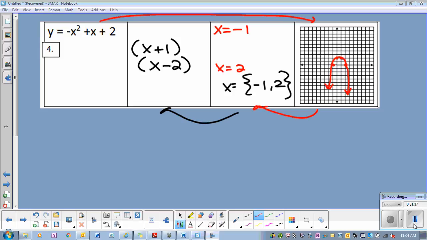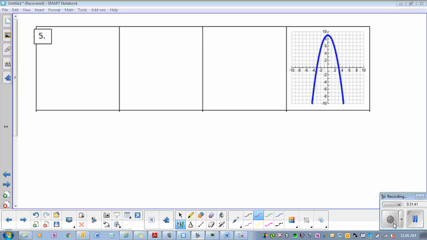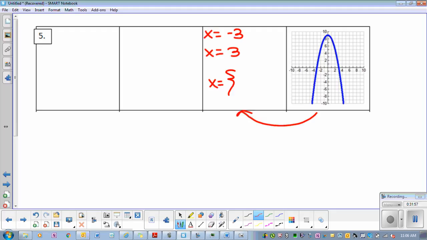All right. You guys try number 5, and then we'll check. All right, so number 5. Which one do you want first? Well, I would go get the zeros. Negative 3, 3. So plus or minus 3. Yes. And then did you guys go get your factors? Plus minus 3. Okay.